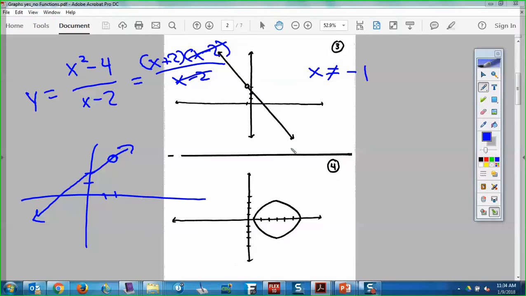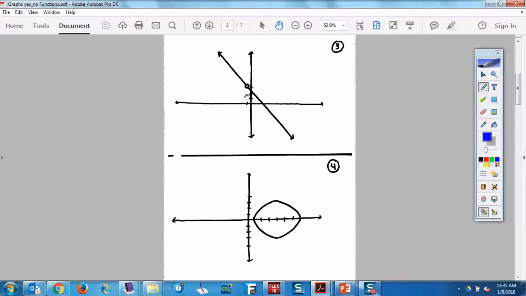This one does not have 2 in the domain. This one does not have -1 in the domain. So this would be all reals except -1. Okay? This one, the domain would go from what? 1 to 7. From 1 to 7.